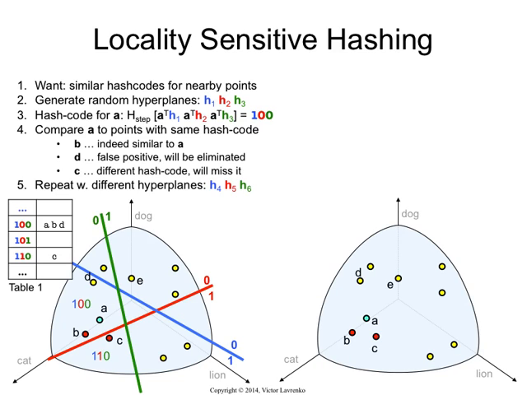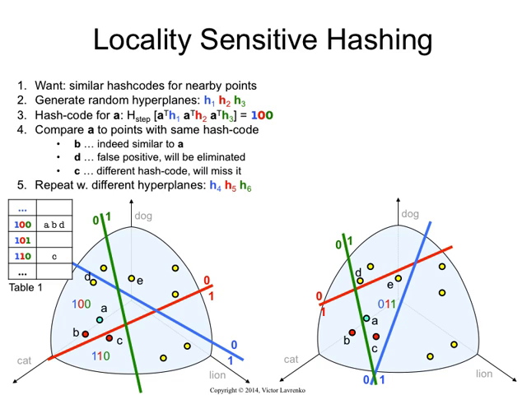So here's my space again, exactly the same space, exactly the same documents on the surface of the hypersphere. I'm going to generate 3 different hyperplanes, H4, H5, and H6, and these hyperplanes will partition the space differently. I'm going to have different regions, so now A is going to have a code of 0, 1, 1, because it's on the 0 side of the blue, the 1 side of the red, and the 1 side of the green, and C happens to have the same hash code.